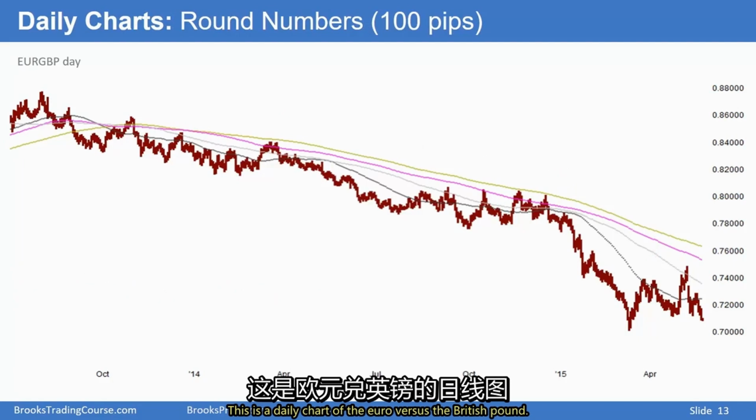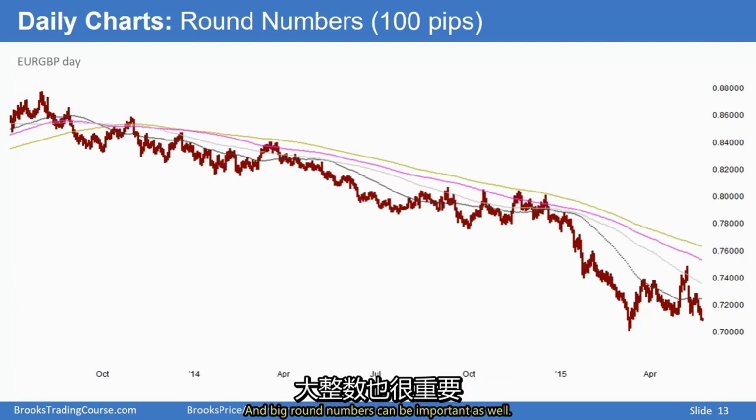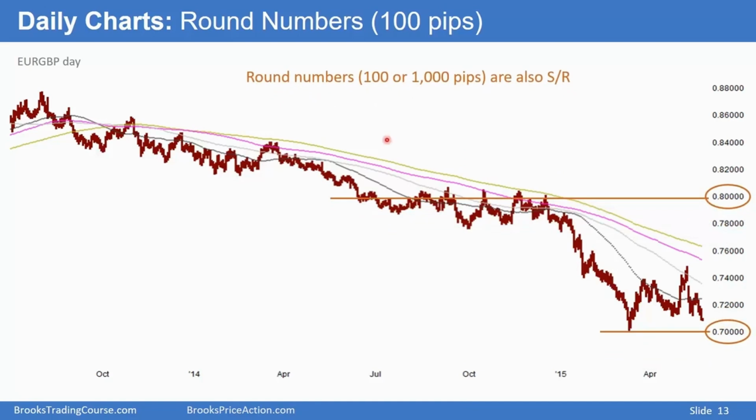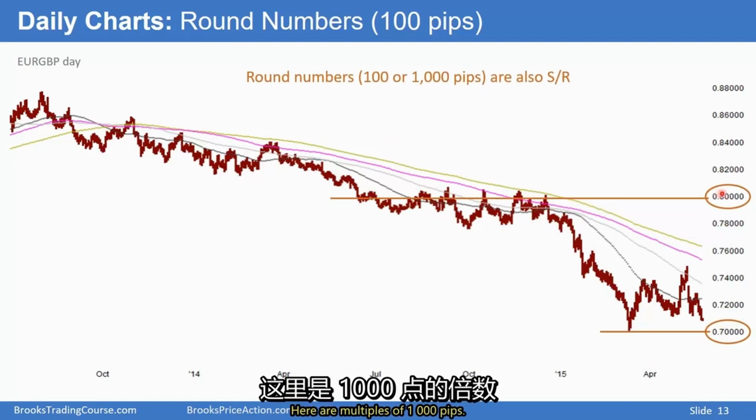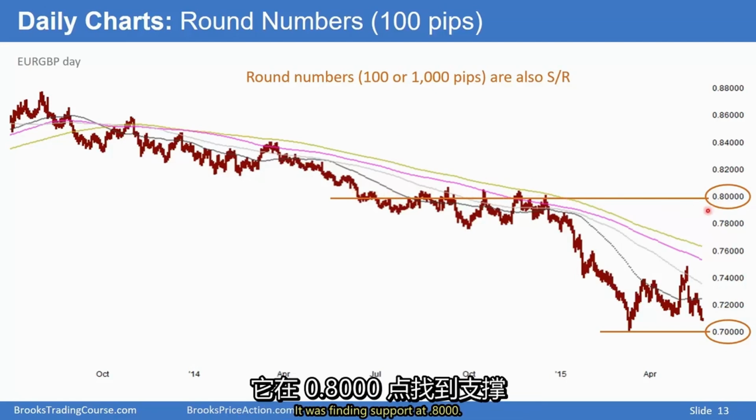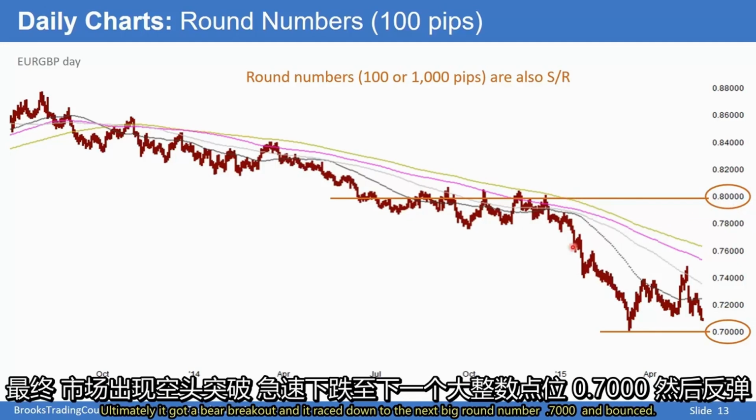This is a daily chart of the euro versus the British pound. And big round numbers can be important as well. So, multiples of 100 pips. Here, multiples of 1,000 pips. You can see the market fell and then went sideways. It was finding support at 0.8000. Ultimately, it got a bear breakout, and it raced down to the next big round number, 0.7000, and bounced.